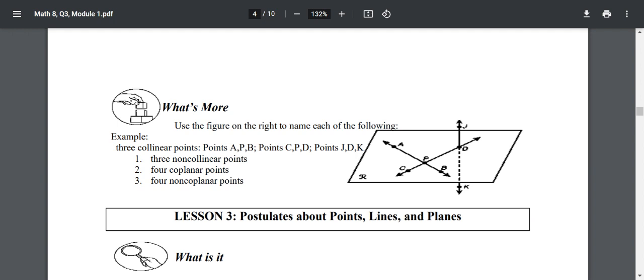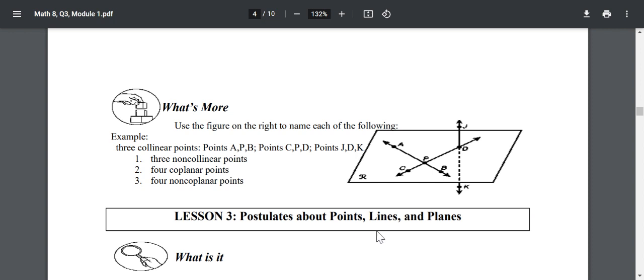So ato daw silang i-name. So example, 3 collinear points. Makita ta'g 3 collinear points. So ang mga collinear ani si A, P, B, points C, P, D, o points J, D, K. Di ba makita nimo ang mga points nga naglumbay, naglinya. So they are collinear points.